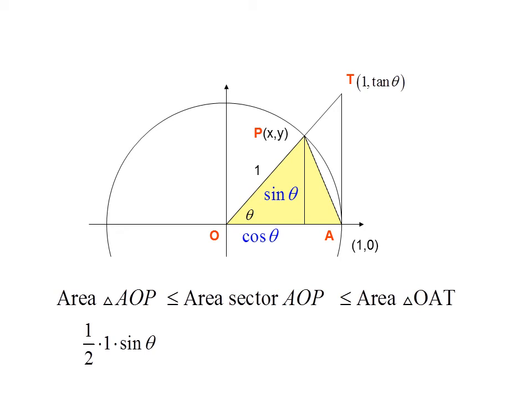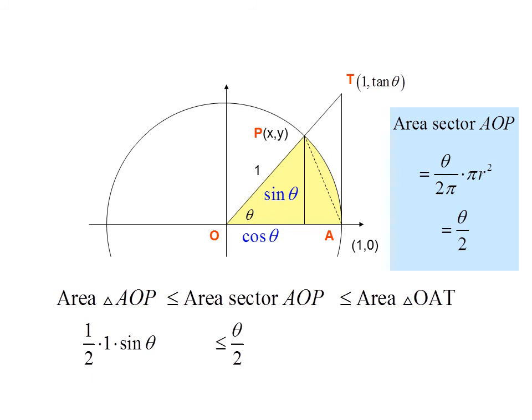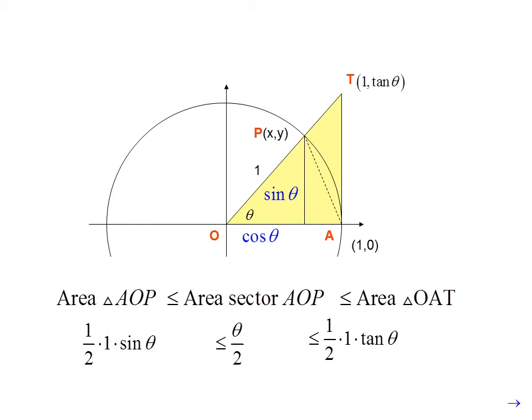The area of triangle AOP is 1/2 times base times height, or 1/2 times 1 times sine theta. The area of sector AOP is theta over 2 pi times pi r squared. Theta over 2 pi is that portion of the circle that we're using. And remember, r is 1, so r squared is just 1. So we can simplify to theta over 2. The area of triangle OAT is 1/2 base times height, or 1/2 times 1 times tangent theta. And you can see now that we're leading into the sandwich theorem.